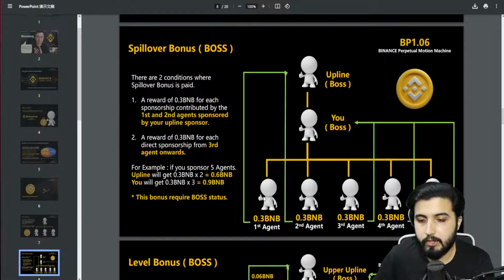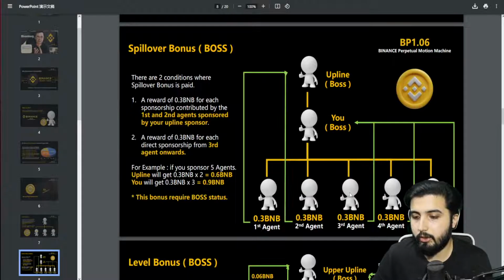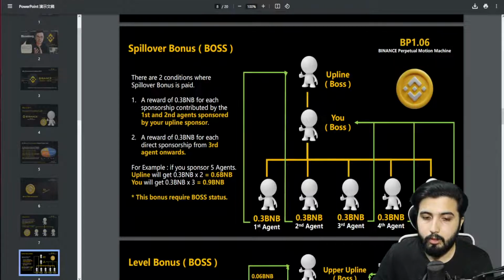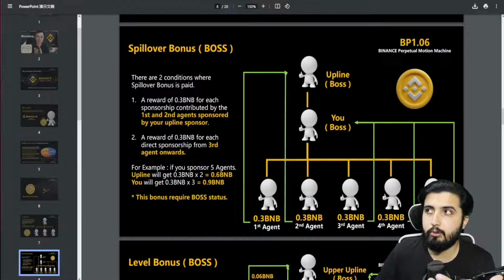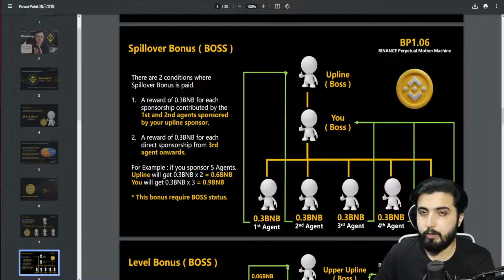You refer 5 agents: the first agent, second agent, third agent, fourth agent, and fifth agent, which you can see are directly linked to you. You will get 0.3 BNB multiplied by 2, which is 0.6 BNB. No, this is not you, this is the upline, the person who referred you, right? He or she gets 0.3 BNB multiplied by 2, which is 0.6 BNB.